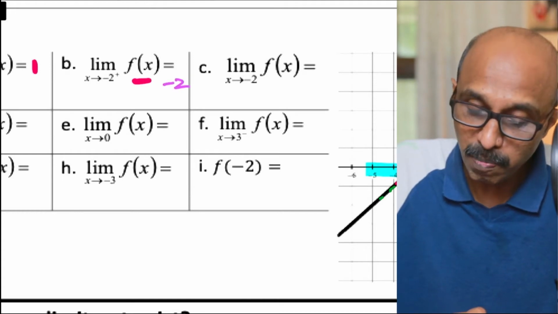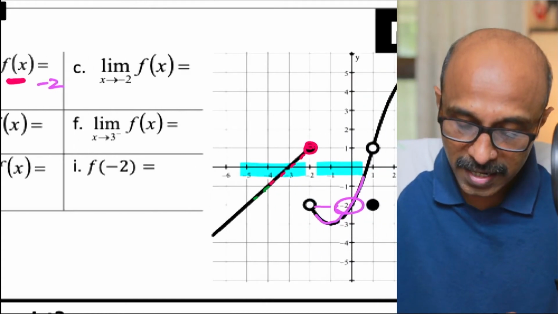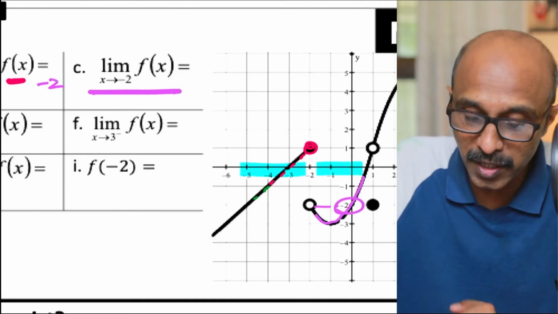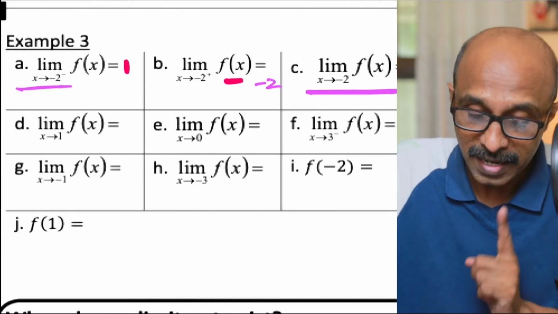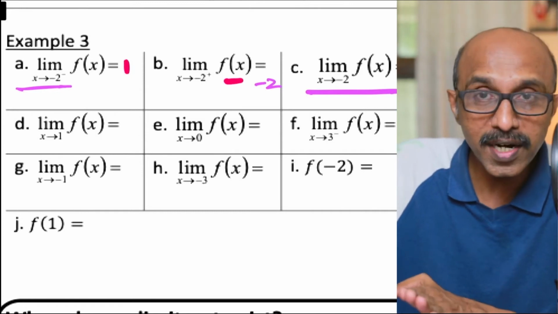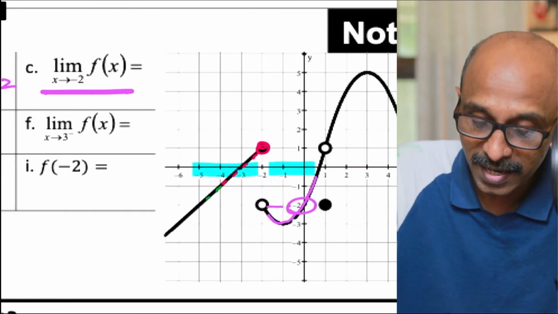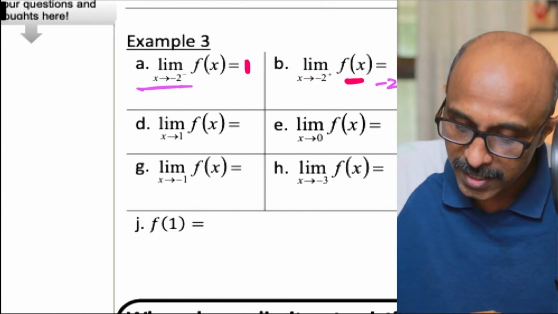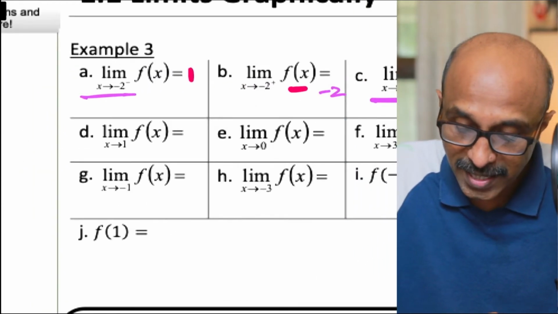All right. So part C says, what then is the limit as x approaches 2? There's no plus or minus. That means you're talking about the limit of the function. Now, clearly, the left-hand limit is not equal to the right-hand limit, which means we can say the limit does not exist.